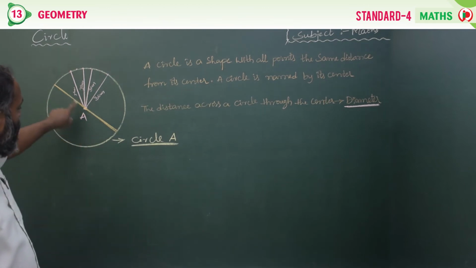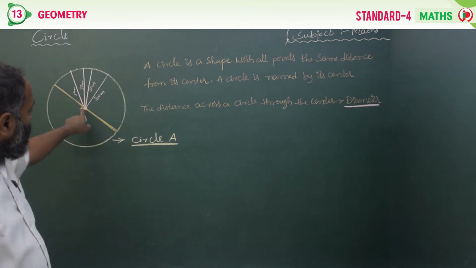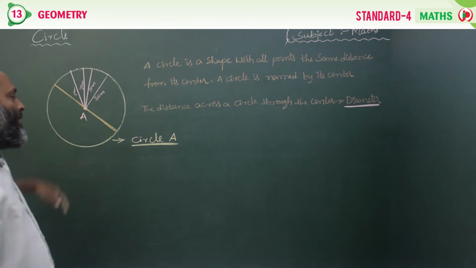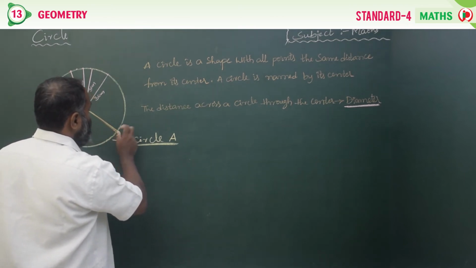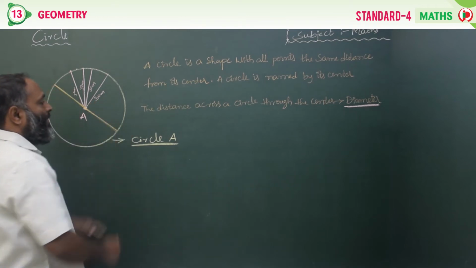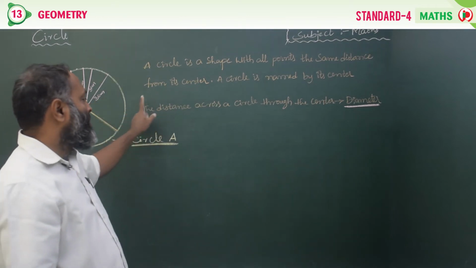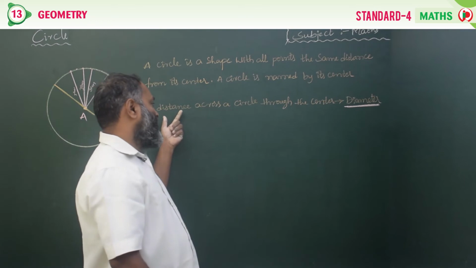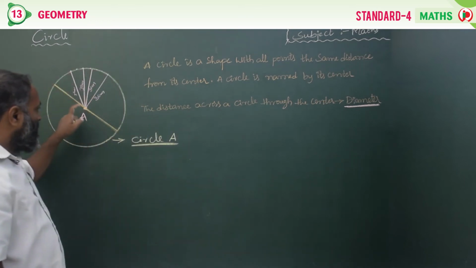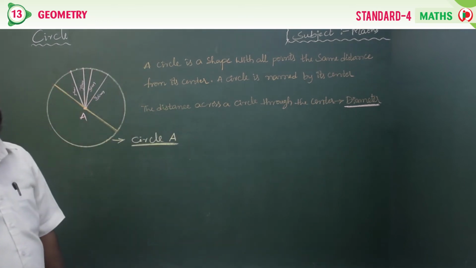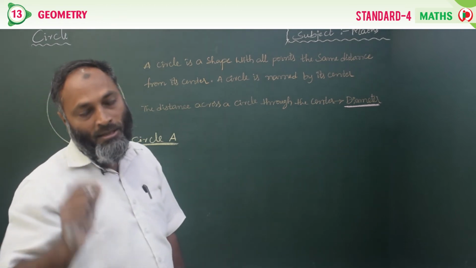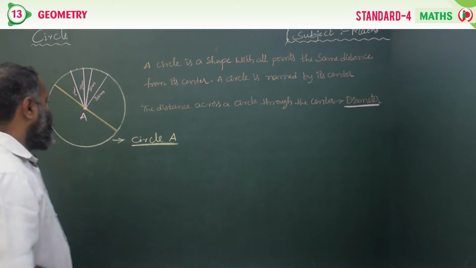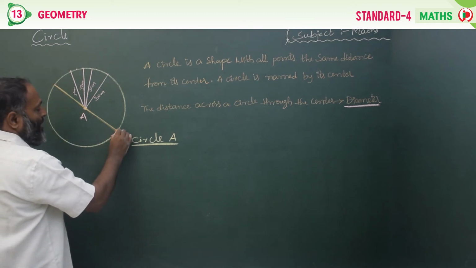So this line goes across a circle through its center. The line should pass through the center. That is why it is a distance. The diameter is a distance across a circle through its center. So the line segment should pass through the center of the circle, and it also touches 2 points.